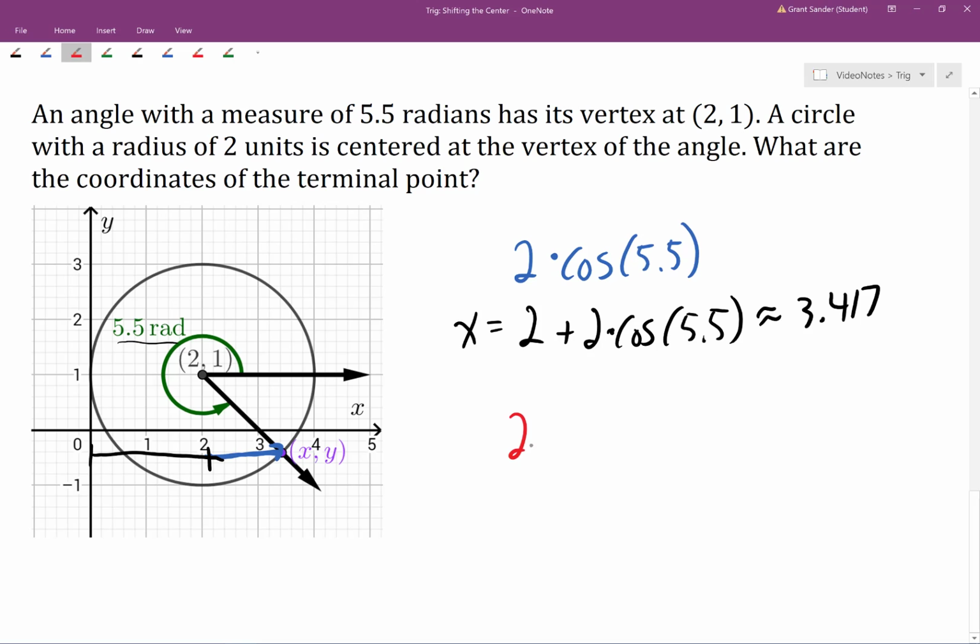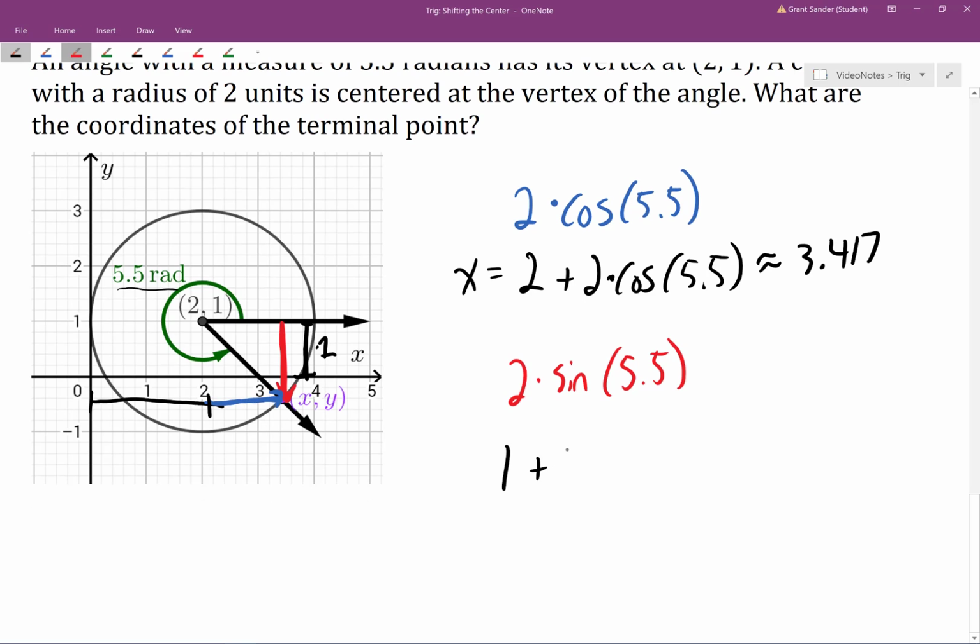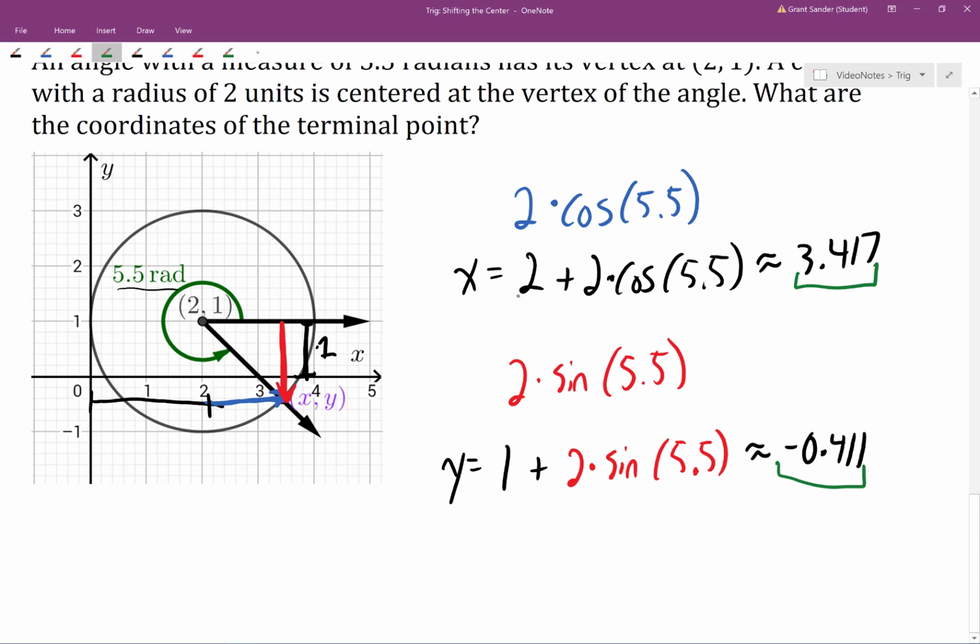Now on the other hand, 2 times sine of 5.5 should give us the terminal point's distance above the center of the circle. That's actually going to be a negative number because that terminal point is below the center of the circle. However, we still start with y equals 1, and then we just change downwards by that negative number. So we still start at 1, and we change by 2 times sine of 5.5, and that gives us the y-coordinate of this point. If we plug that in, our calculator should give us a value of about negative 0.411, which in the diagram looks about right. So in this case, we have the x and y coordinates of this terminal point. Our process looked very similar to what it did before. We still used two expressions that looked very similar. The only thing that changed in this case was the angle measure.